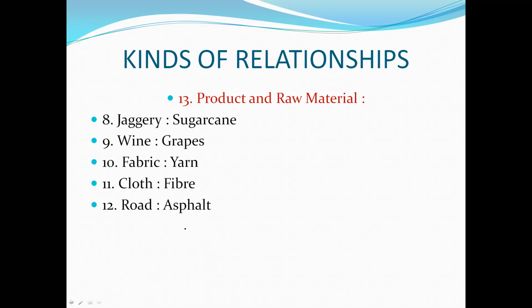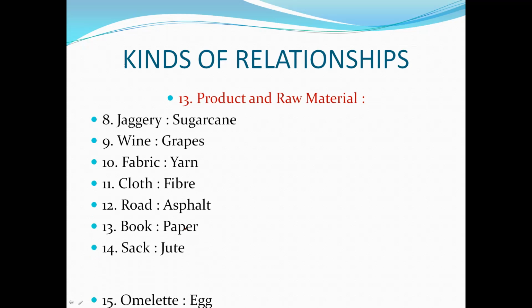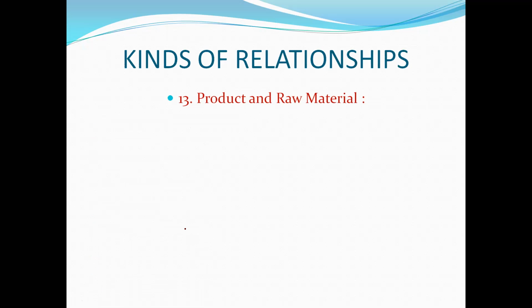Then road: asphalt is used for making roads. In civil engineering you might have studied highway engineering or something like this, where asphalt is used for making roads. Book and paper: paper is used for making books. Again, for making sacks, jute is used. And omelette is made of eggs.